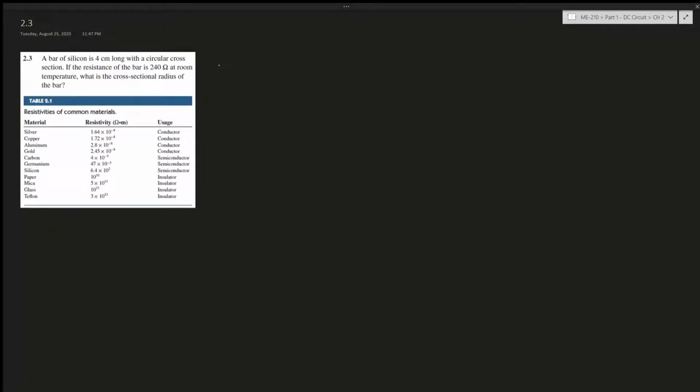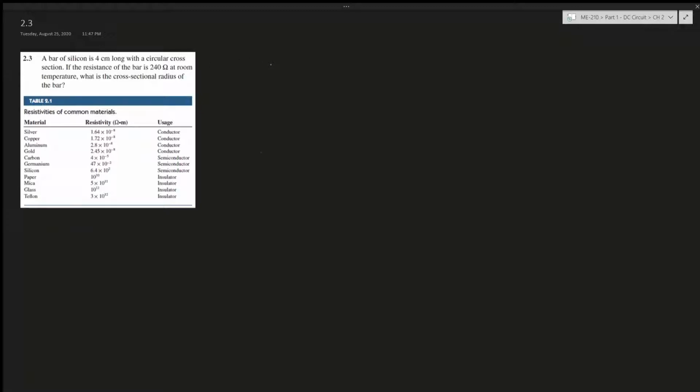Question 2.3 says a bar of silicon is 4 cm long with a circular cross section. If the resistance of the bar is 240 ohm at room temperature, what is the cross section radius of the bar?